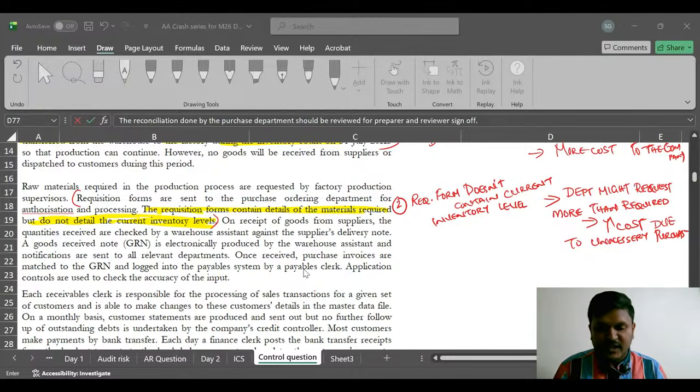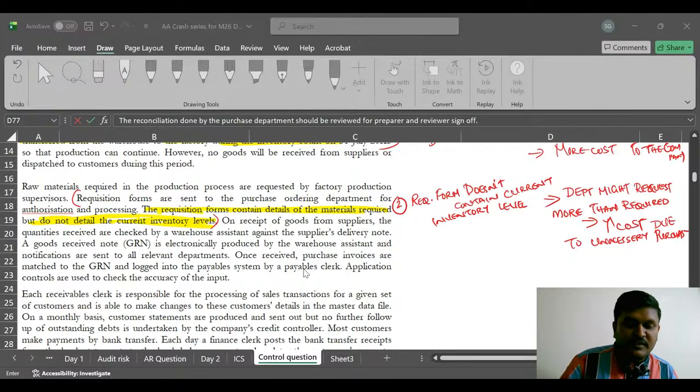There are so many things in here, but let's consider the first sentence. What is the first sentence we are looking into here? On the receipt of goods from the suppliers, the quantities received are checked by the warehouse assistants against the supplier's delivery note. Do we have a problem over here? Yes. Quantity of received goods is agreed against the supplier statement instead of the purchase order. This may risk that received goods are not really the ordered goods, and the quality and quantity are not as per the actual order. Exactly, Deepak.